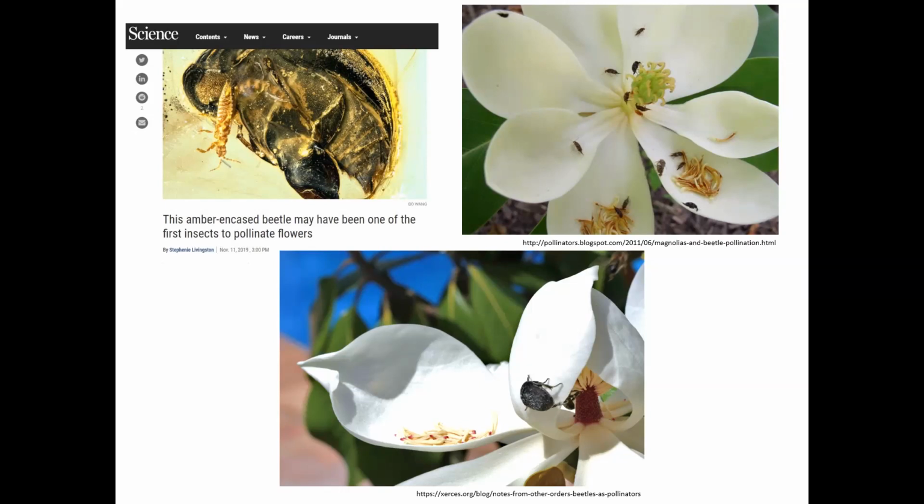So not surprisingly, given that their mouth parts are designed for chewing, they end up doing a lot of damage to the flowers as well. The flowers have adapted to this by having leathery petals, thick petals, and they have seeds that are really well protected.